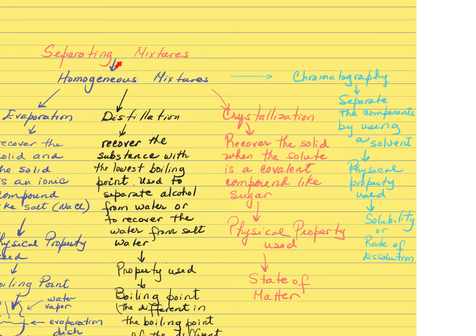Another technique that we have to separate mixtures that are homogeneous: chromatography. Chromatography is using solubility, but not only solubility, it's the rate of dissolution, because you're going to be able to separate different components in a solution by looking at the dissolution rate. The different components in that mixture are going to dissolve in a solvent that you use at different rates, and then you're going to be able to see the different components in there.